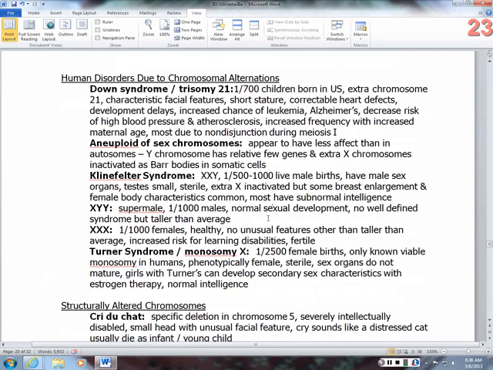And they'll have subnormal intelligence, so more developmental problems will go with this. With XYY, this one is sometimes referred to as the super male. That occurs in 1 in 1,000 males. They have normal sexual development and are fertile. They're taller than average. There've been some interesting studies done with XYY.